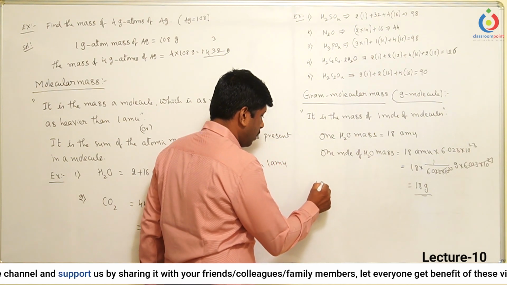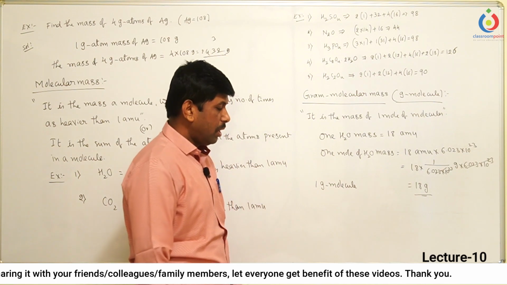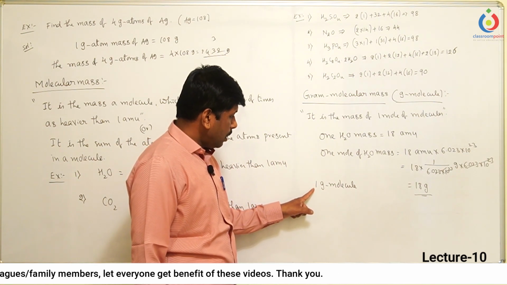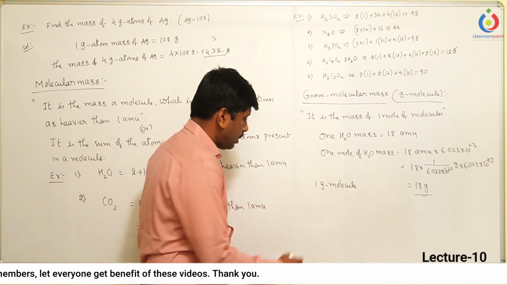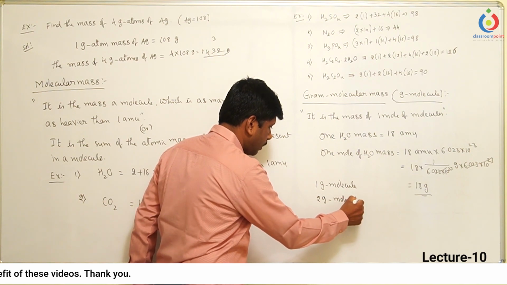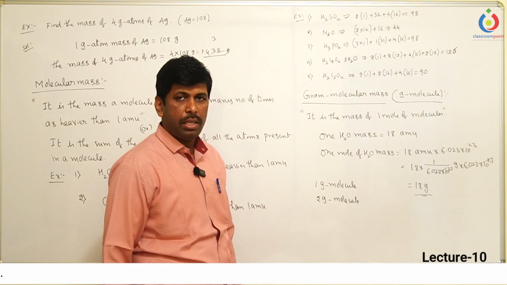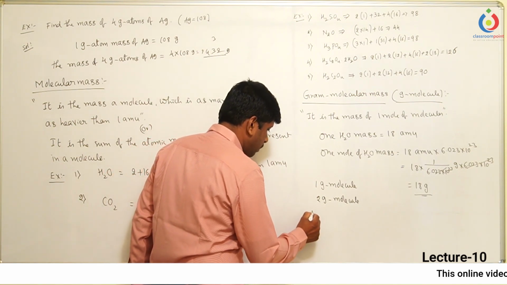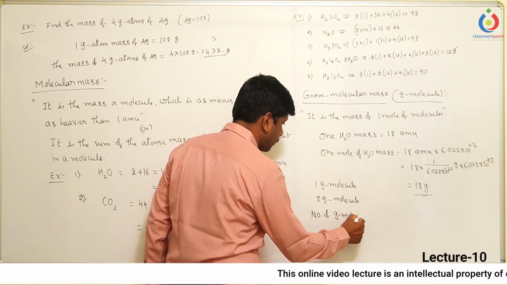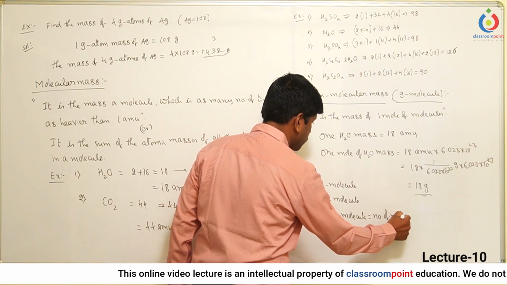So 1 gram molecule, this 1 always stands for the number of moles. So 1 mole of the molecules mass in grams. If you are writing 2 gram molecules, that means 2 moles of the molecules mass you are expressing in grams. So the number of gram molecules is equal to, again, the number of moles.